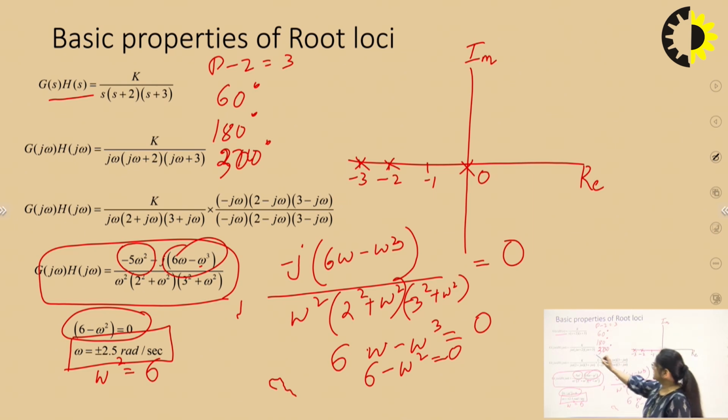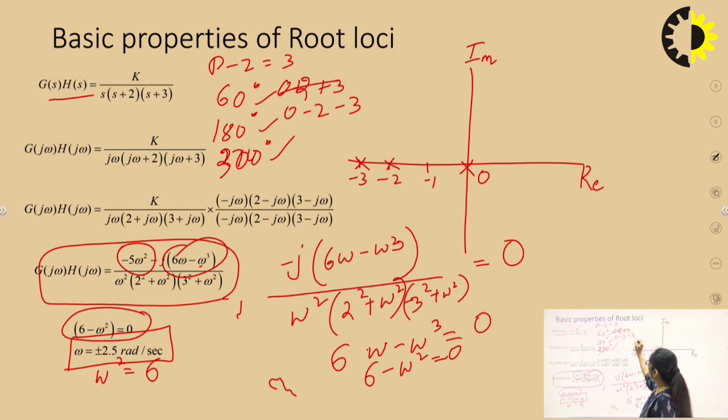So, for example, let us see what is the centroid of this. As these are the angle of asymptotes, the centroid will be sum of poles minus sum of zeros. So, sum of poles is 0 plus 2 plus 3, that is 0 minus 2 minus 3, plus we don't have any zeros, divided by P minus Z, which here is 3 because there are nil zeros. So this is minus 5 upon 3. So minus 5 upon 3 is the centroid.